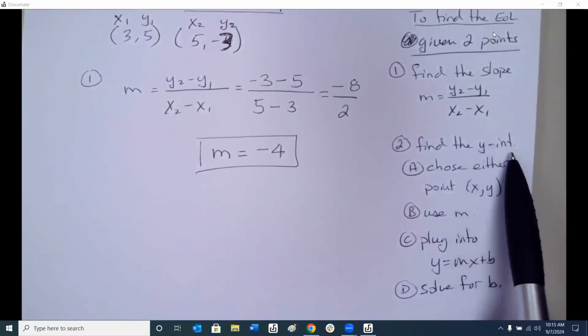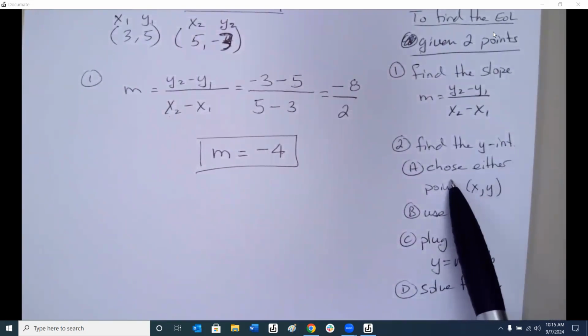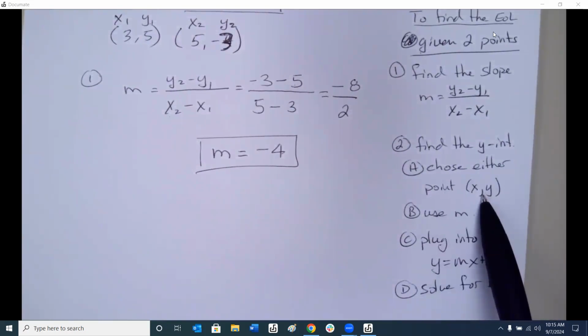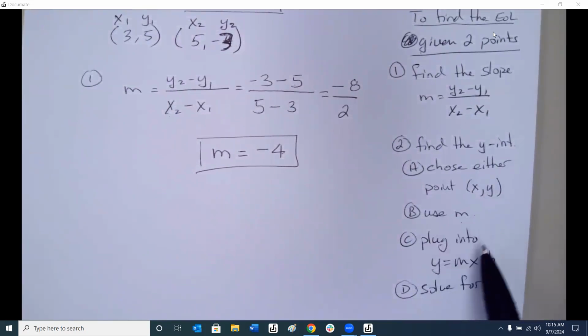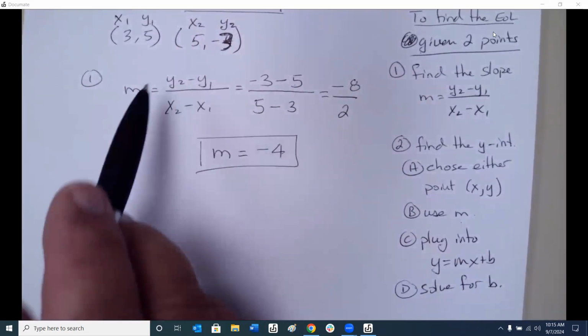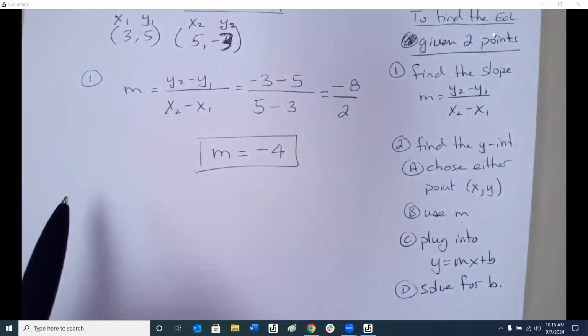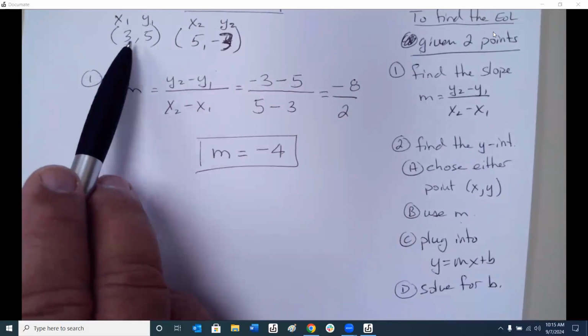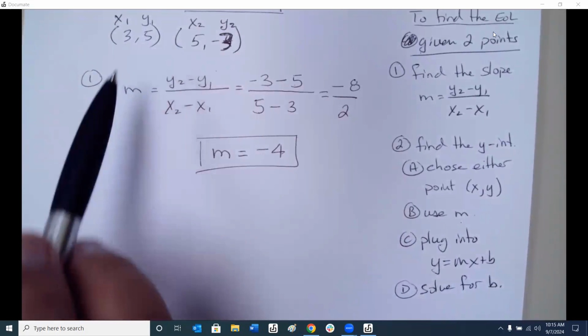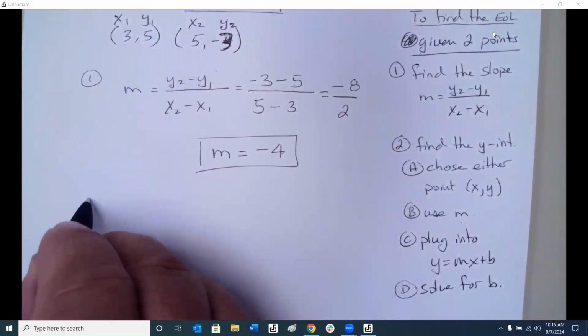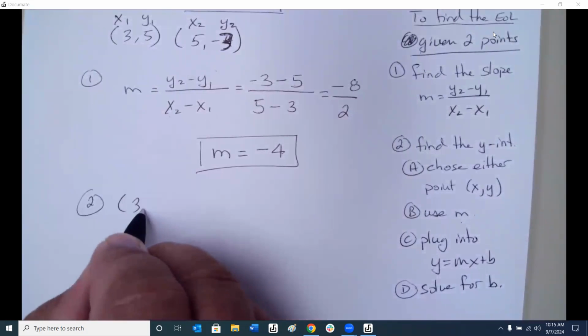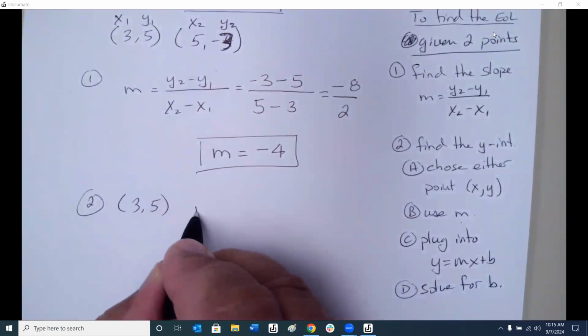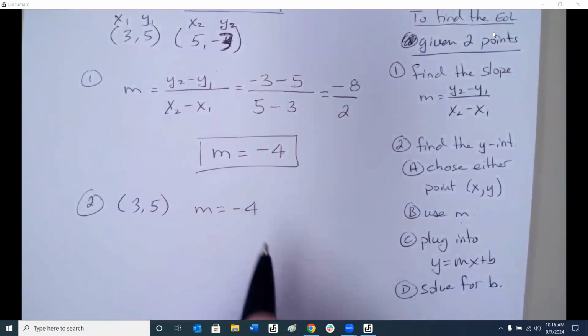So to find the y-intercept, to find the b value, you've got to choose either of the 2 points that are given, use your slope, plug them into this equation, and solve for b. So which point do you want to use? Yeah, use the one that doesn't have any negatives. So I'm going to use 3, 5, and the slope is -4.